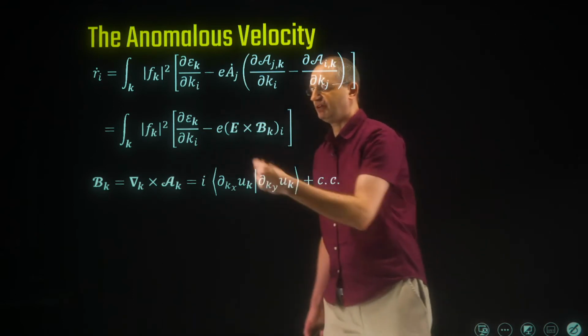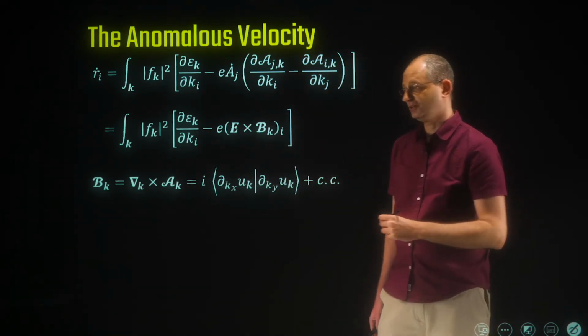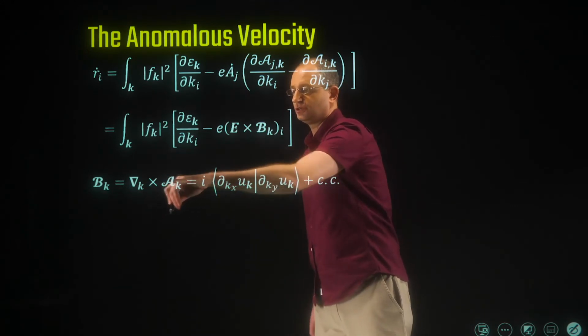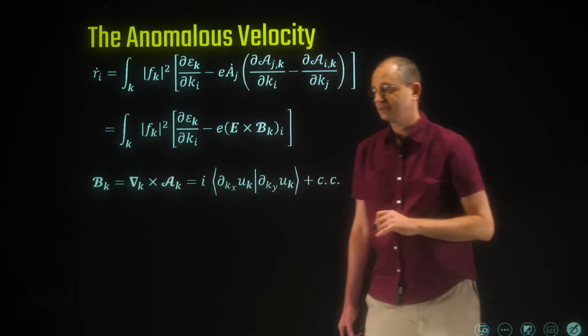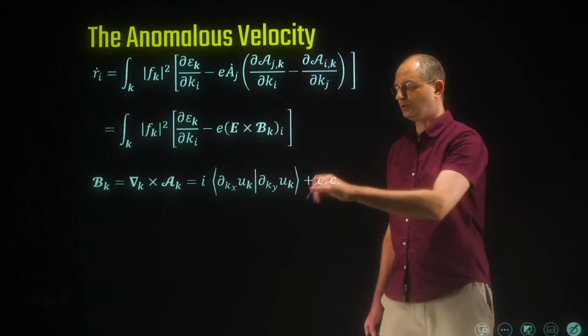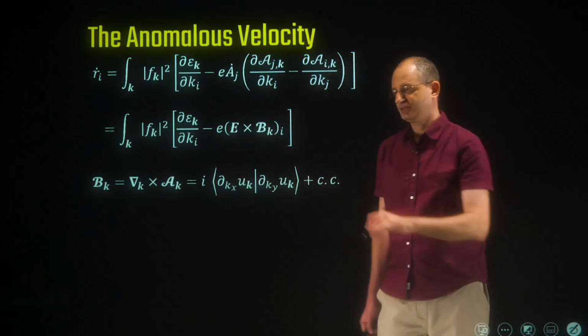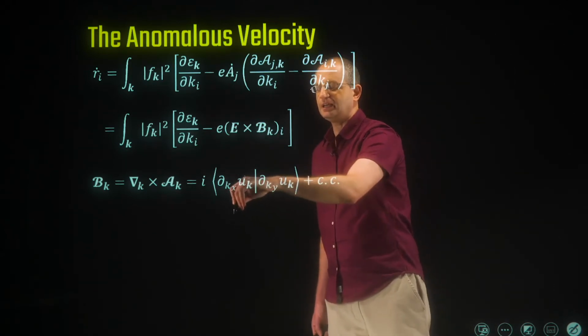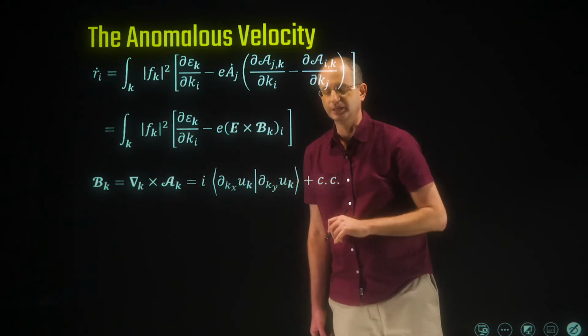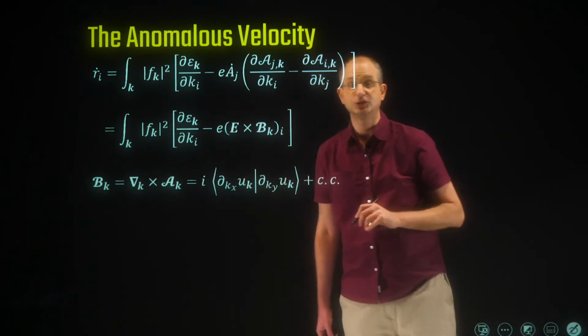Okay, so we've encountered this definition before earlier in the course. B of k is the Berry curvature, which is the curl of A of k with respect to k. And in terms of the Bloch wave functions, that can also be expressed in this form. It's the overlap between d_kx of the Bloch wave function u_k with d_ky of u_k. Okay, and then taking the imaginary part of that.